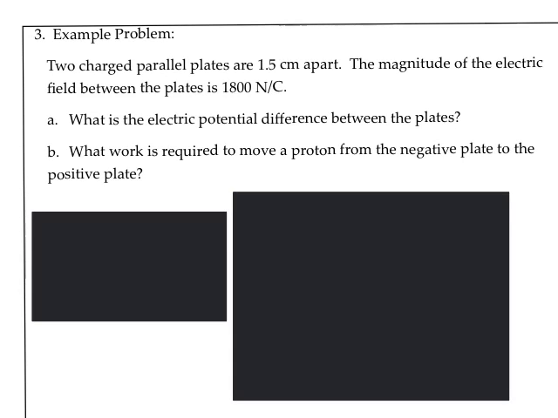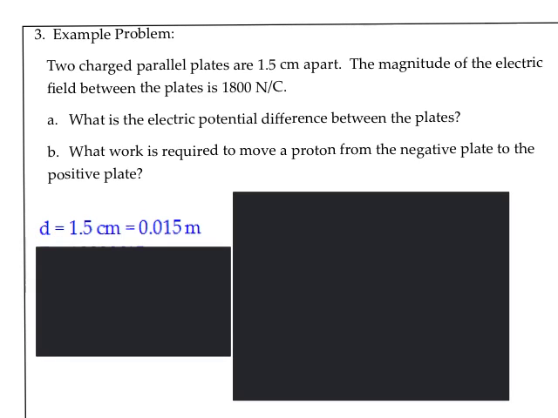So I have an example problem so we can work through some of these together. This one has two charged parallel plates, so we're going to have two metal plates and give them a charge. They are separated by 1.5 centimeters, and then there's an electric field between them, and that electric field is 1800 newtons per coulomb. So first we want to identify our variables. The distance is going to be what the centimeters refers to, and we do want to convert that to meters. So I would say my distance is going to be 0.015 meters.